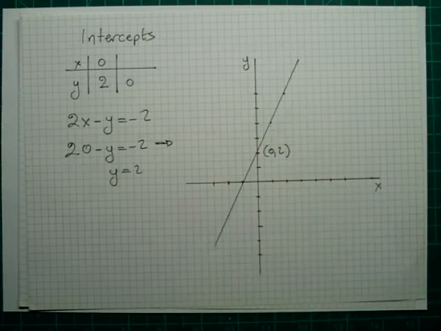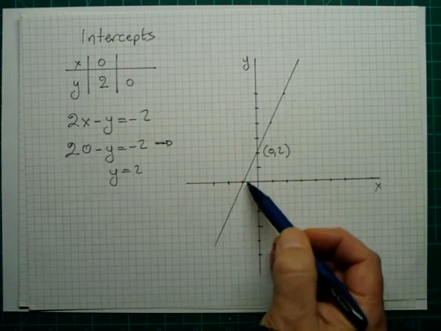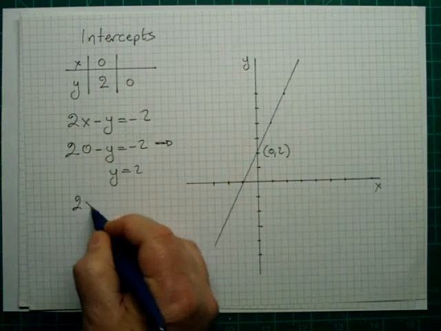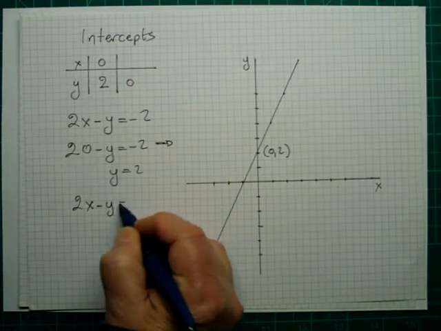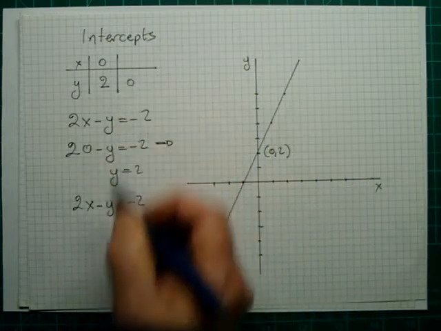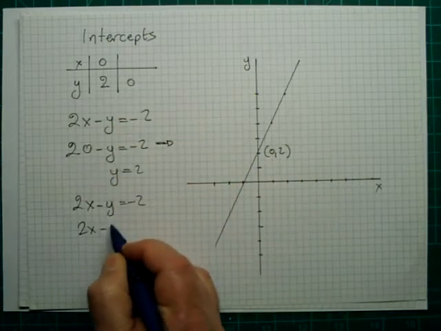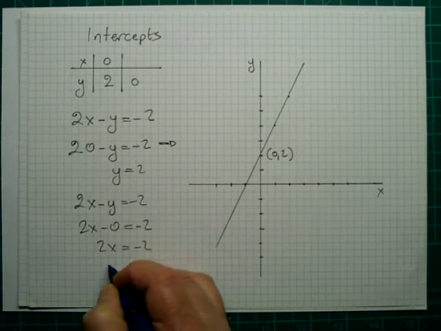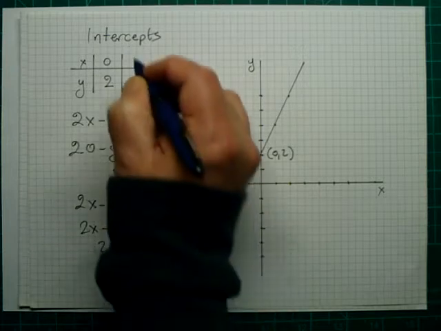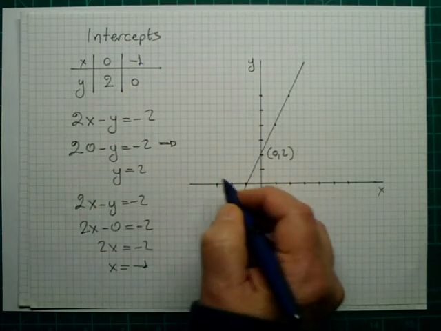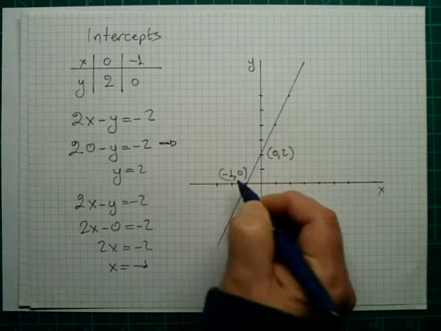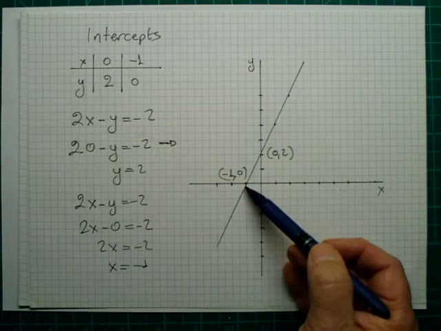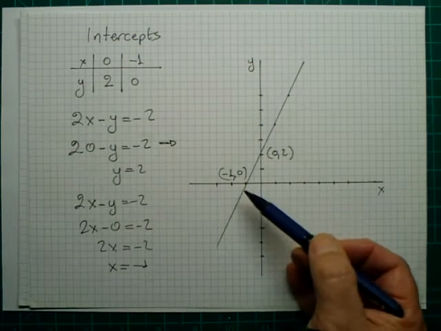To find the x-intercept, I must substitute y with 0, so 2x minus y equals minus 2. I put here 0, 2x minus 0 equals minus 2, 2x equals minus 2, so x equals minus 1. So this point is minus 1, comma 0, the coordinates of this point, and this is the x-intercept.